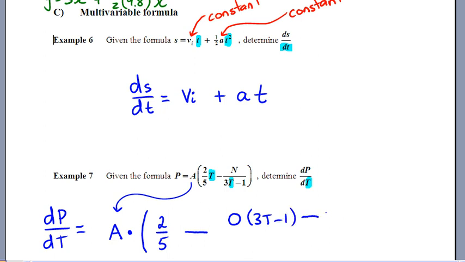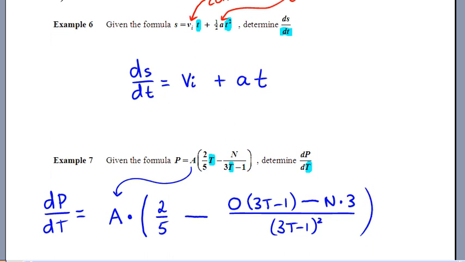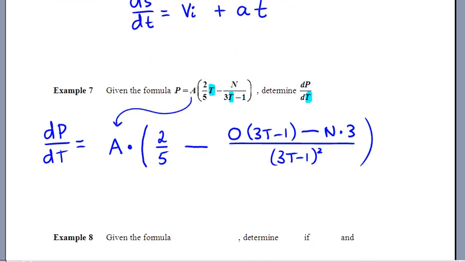Subtract, leave the top, and then the derivative of the bottom. Well, that would just be a 3. And I still haven't finished this fraction yet. All divided by the bottom squared. There. It's a big ugly mess, but it's done. It's exactly what the derivative with respect to capital T would be.